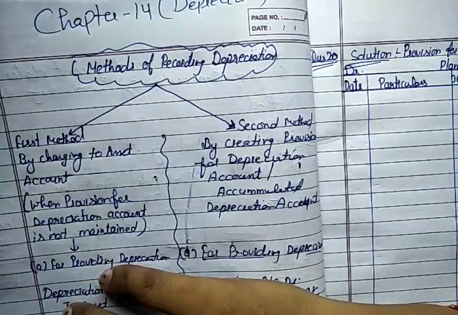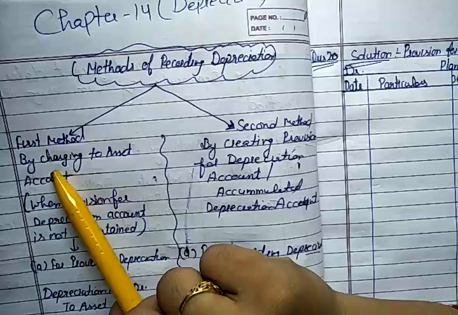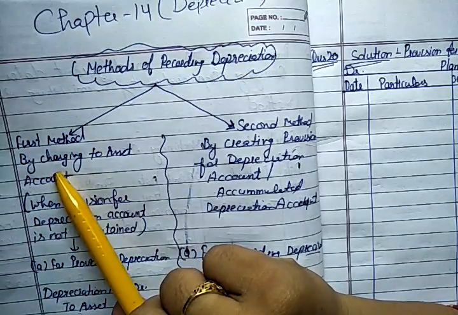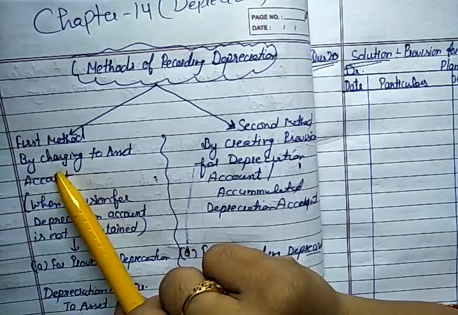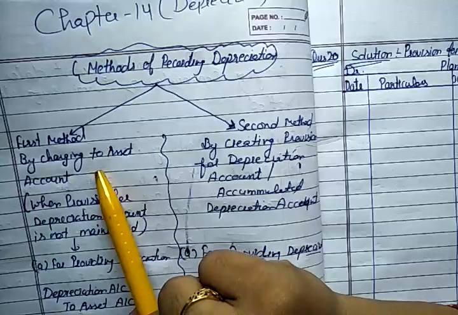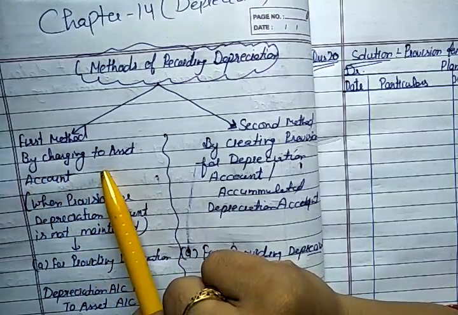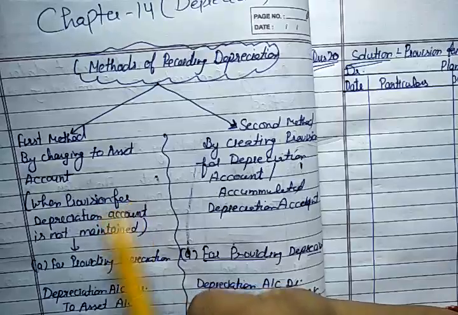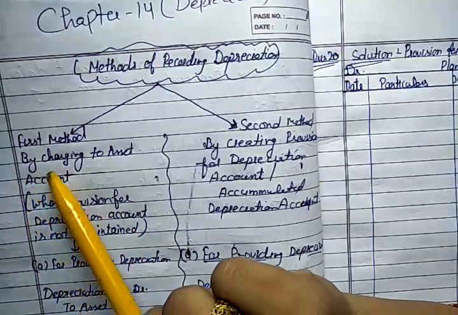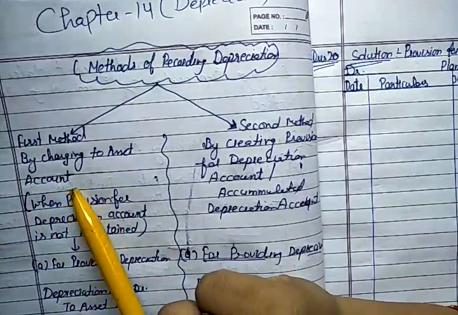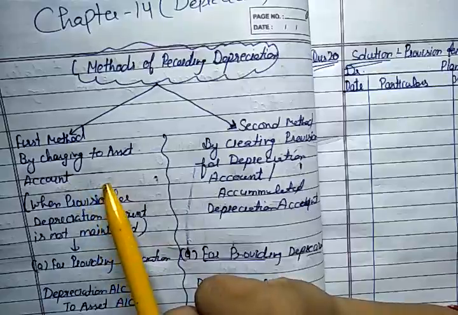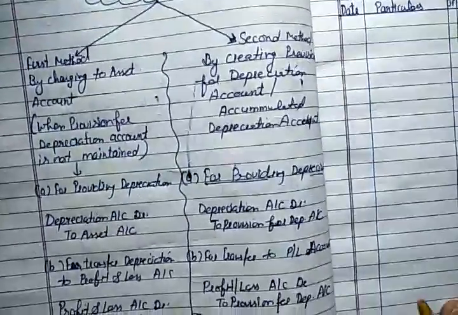In the diminishing method, when we are preparing the machinery account or any asset account, we charge the depreciation from that account. So in the first method we do not prepare any different account, we do not prepare any provision for depreciation account. We charge the depreciation from the asset account by writing 'by depreciation' on the asset account.